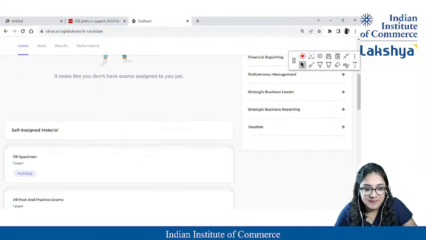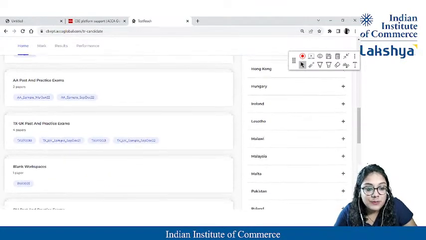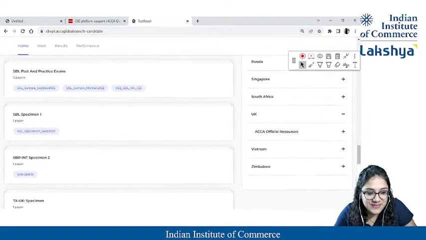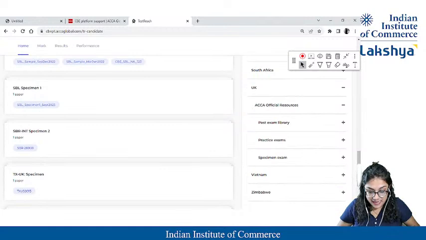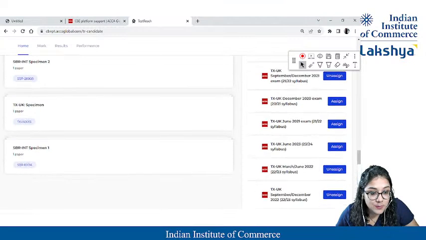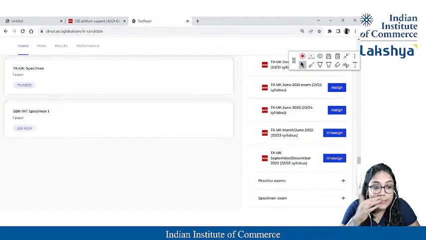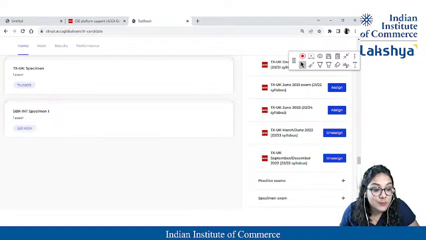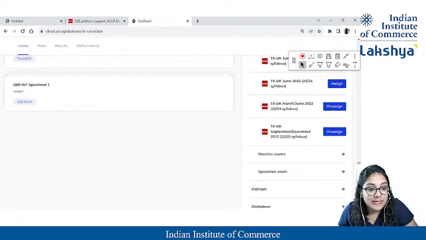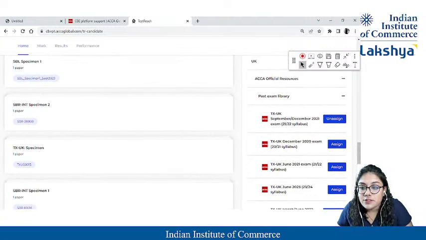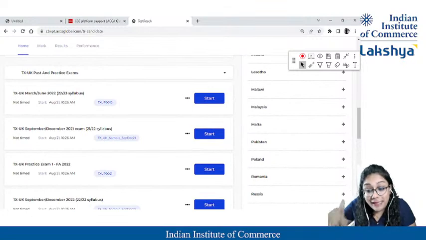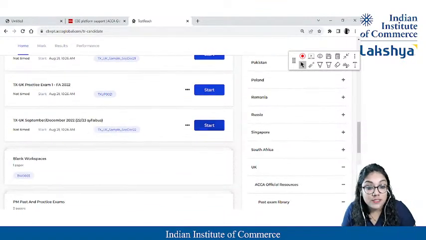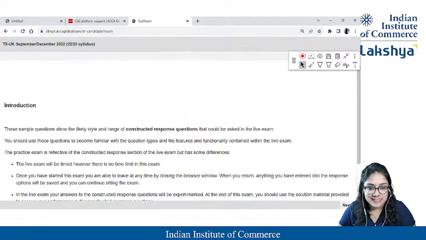So obviously our paper is taxation, UK. Where is my UK? Yeah, it's over here. Then official resources. Today we are going to do the examination for September-December 2022. If you can check, students, over here it is September-December 2022, which is our latest paper, and I have already assigned it to myself. I'll just show you once, and then we can check what changes I have made. You all have to take these things into consideration. I'll just write the start over here.